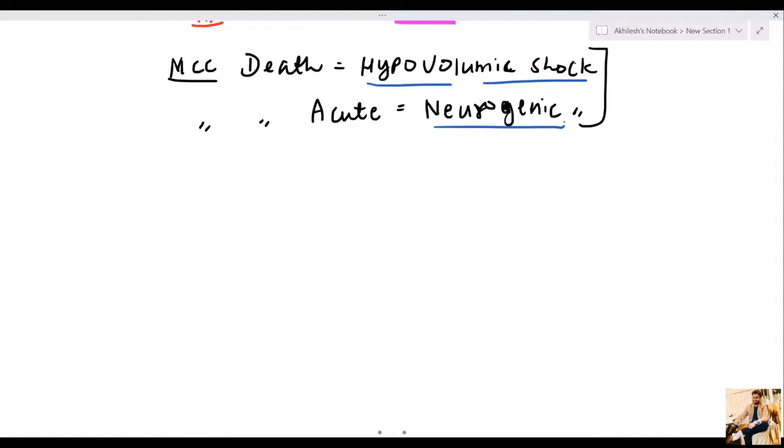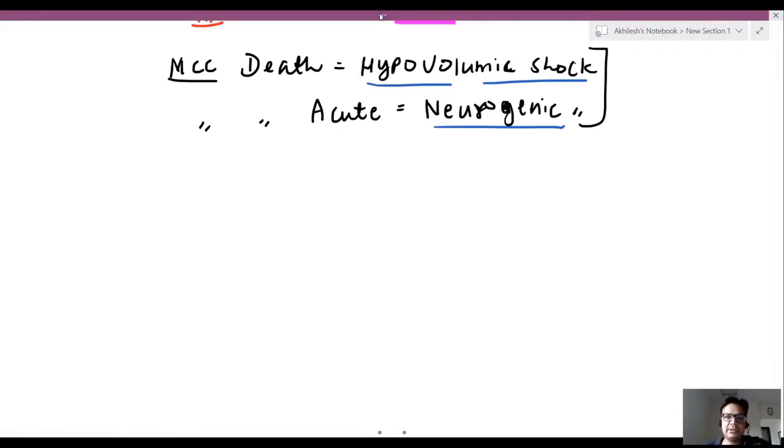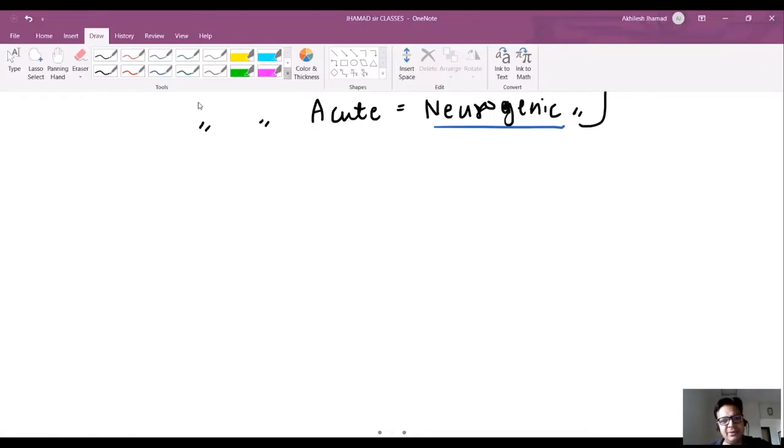What is the most common cause of death? Fluid loss is a very common cause of death, and fluid loss is because of hypovolemic shock. Fluid loss leads to septicemia as a secondary cause, when the person gets infected. So shock due to fluid loss is hypovolemic shock. The acute cause of death is neurogenic shock. That is right, no doubt.